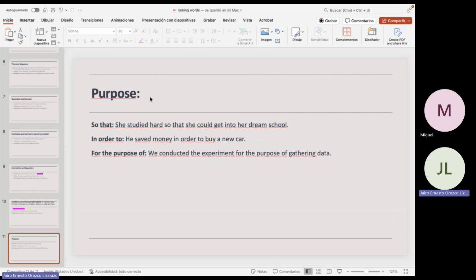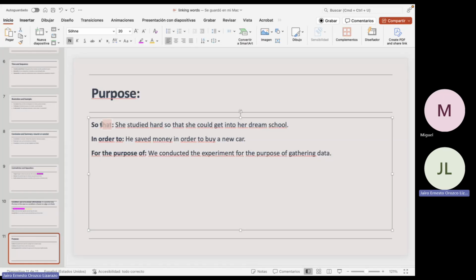And finally, purpose, so that, which means por eso, so that, por eso. In this case, she studied hard so that she could get into her dream school. You don't have to say the whole thing. You can say only this. She studied hard so she could get into her dream school. I think this is more common.